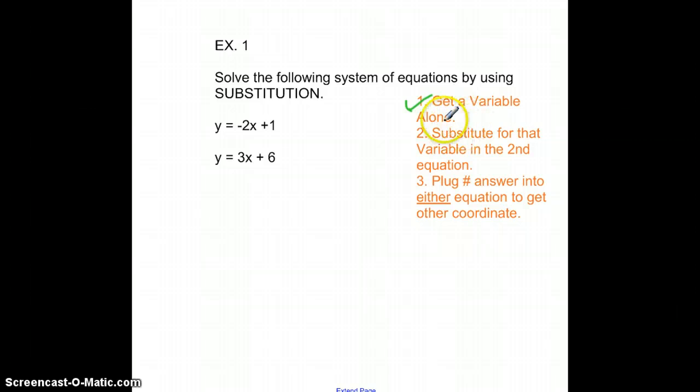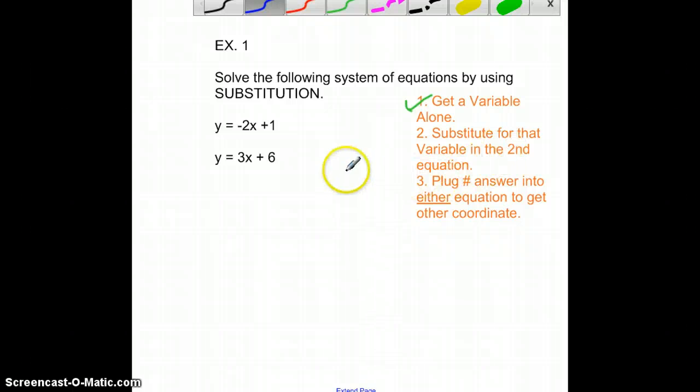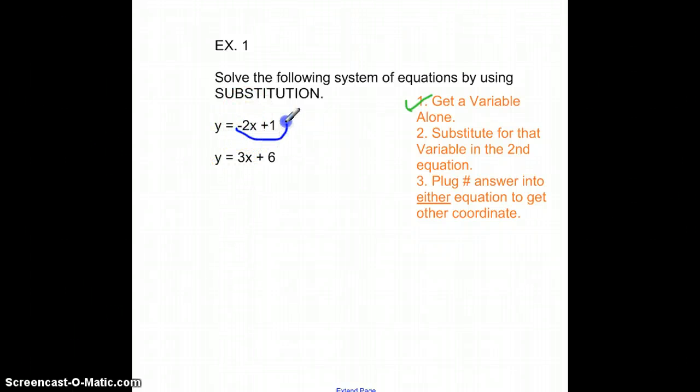Okay, so let's take step 2 here. Substitute for that variable in the second equation. So again, we can choose either of these equations to plug in for. So essentially, let's just take this equation here. We know that y is the same thing as negative 2x plus 1. So we're going to take this, and we'll plug it in for this y right here. Okay, so what we would end up with is something that looks like this. Negative 2x plus 1 equals 3x plus 6.